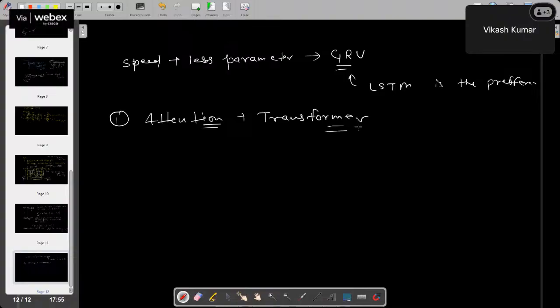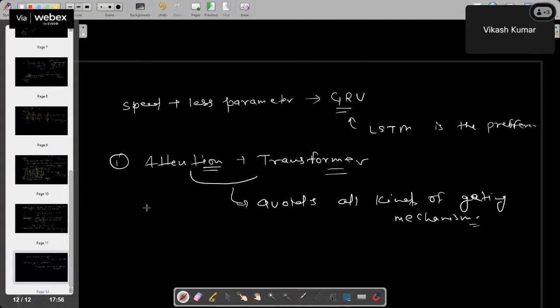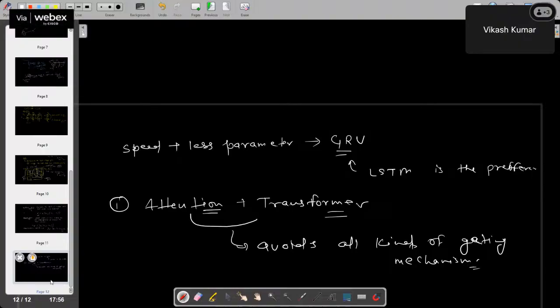Transformer is the most popular one that we are going to learn. Basically, it avoids all kinds of gating mechanism. Anyway, so this was all. If you have learned the LSTM, GRU is nothing but just the combining and merging of the gates. So let's briefly have one code example.